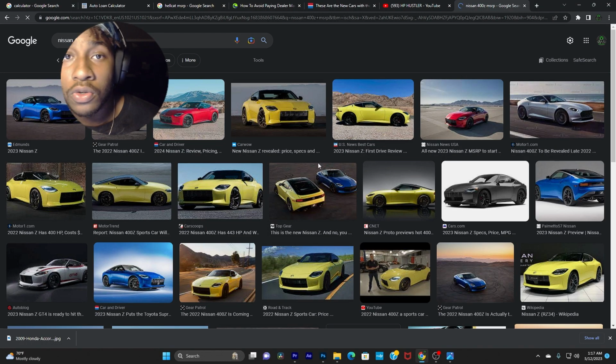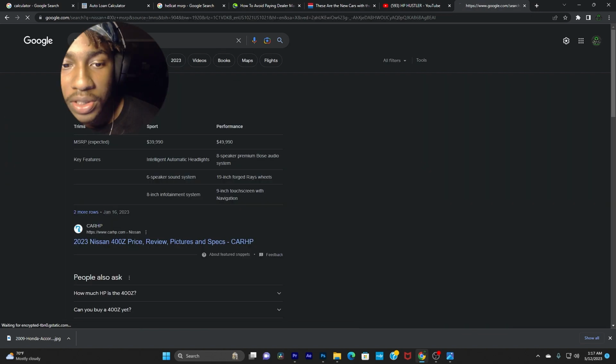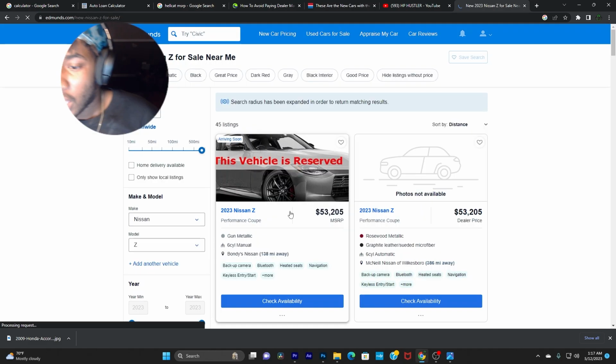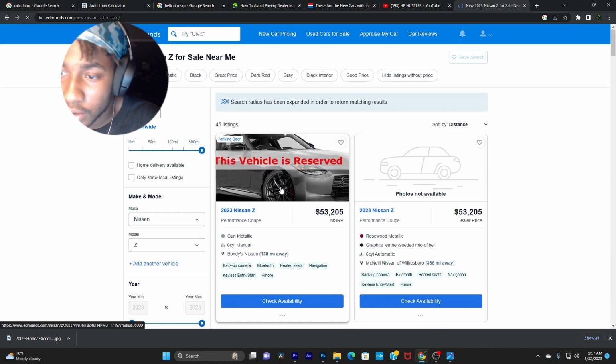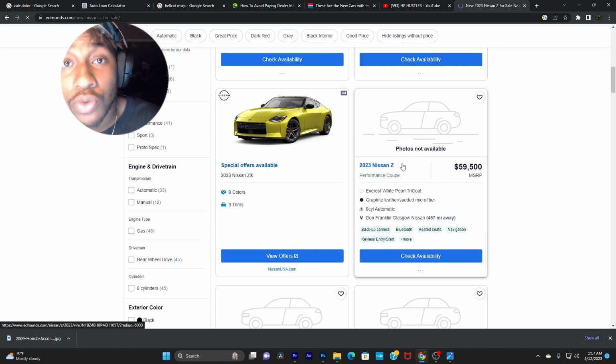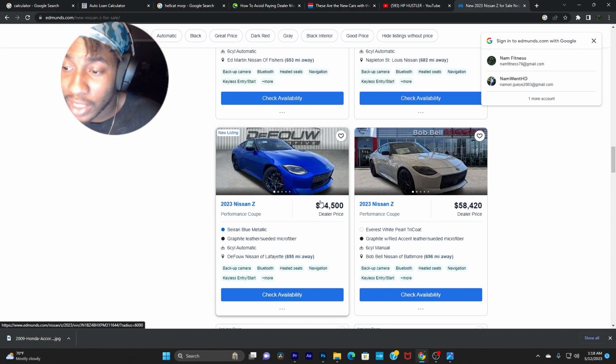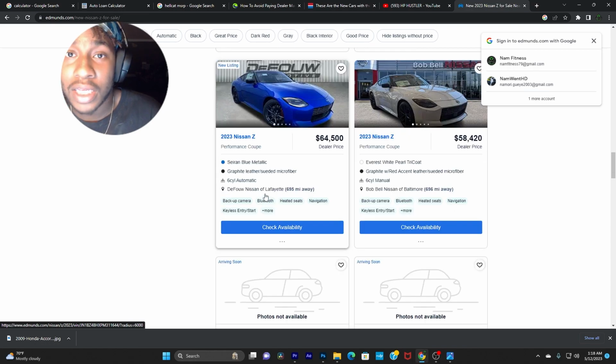This right here is the new 2023 Nissan 400Z, right? Starting price, the MSRP of the sport version is just $39,990, right? Just the base price. And then the performance, almost 50 grand. As you guys can see, price just skyrockets. Almost 60 grand for a 2023 Nissan Z. Who's paying almost 65,000 for a Nissan 400Z? Come on, guys, 65,000. They're just marking these up so high.